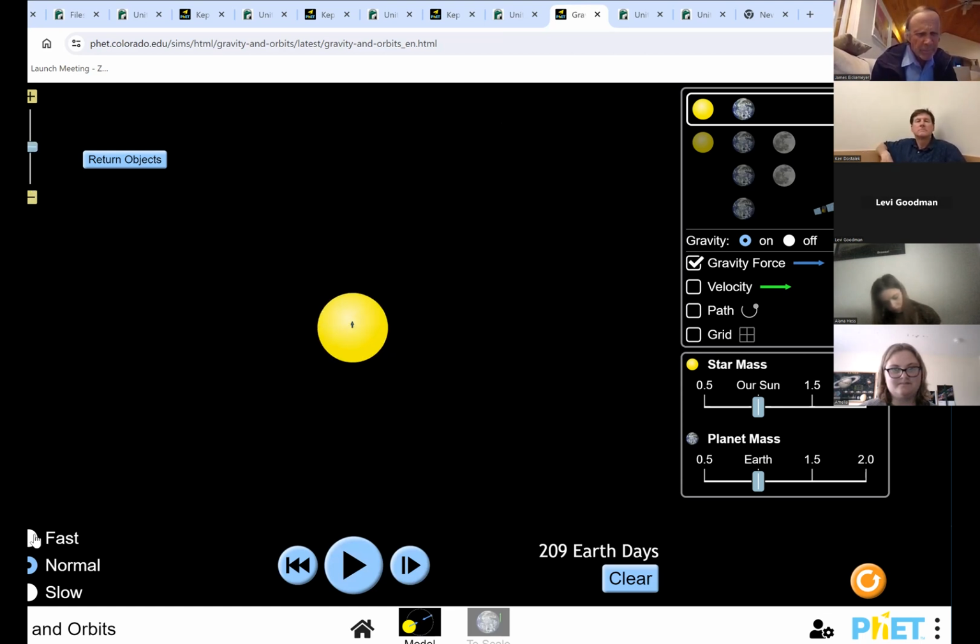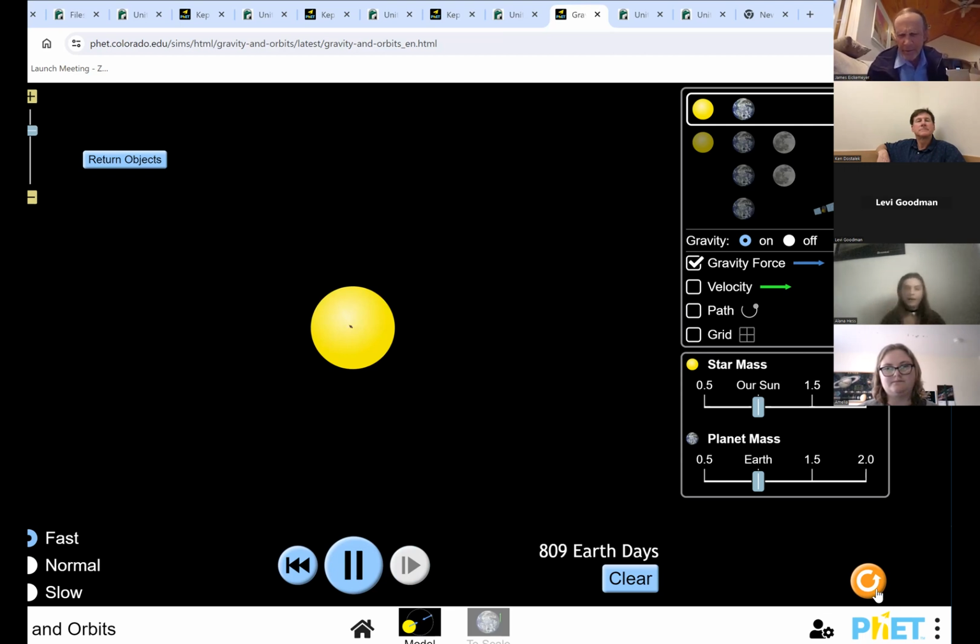Let me try to speed this up a little bit. Pulled it too far away, and I think I may have thrown it into an open orbit. So I'm not going to mess around with this too much right now, but these kind of simulations are things you can play with. You can make the mass bigger, smaller. You can show what the force of gravity looks like.